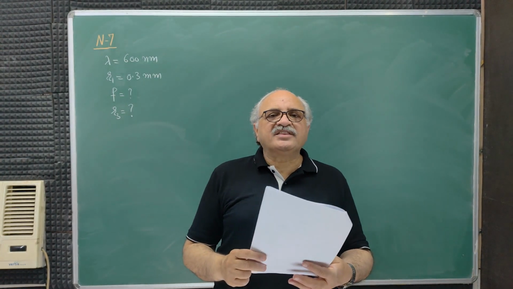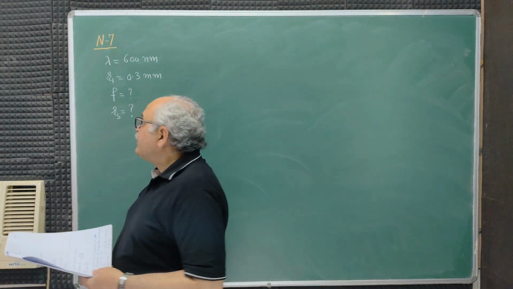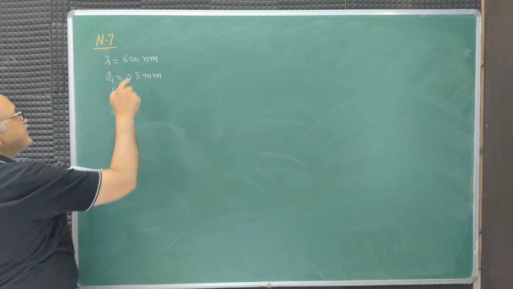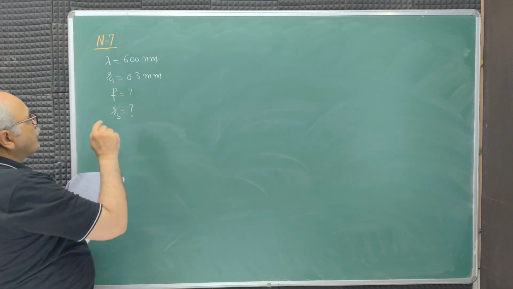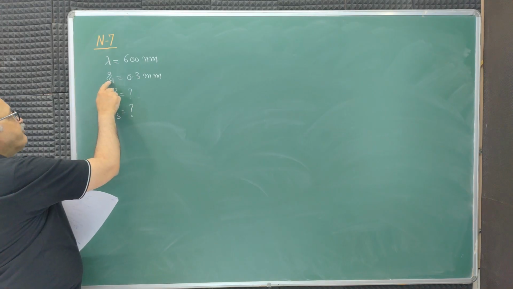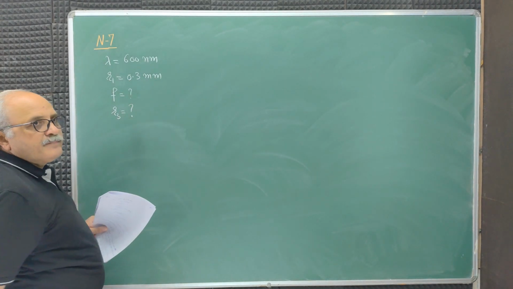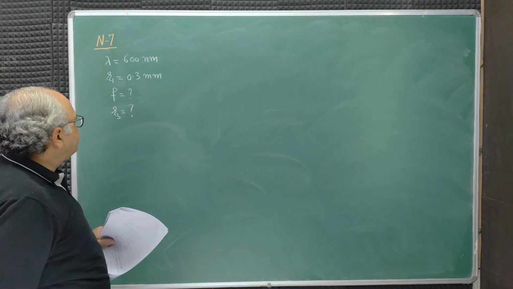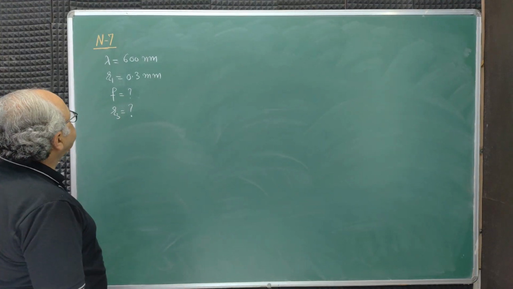So now let's take the seventh question. In the seventh question, it is given to us that the radiation has a wavelength of 600 nanometer. For this zone plate, the radius of the first half period zone is 0.3 mm. So we have to find out its focal length. Also we have to find out the radius of the third half period zone.